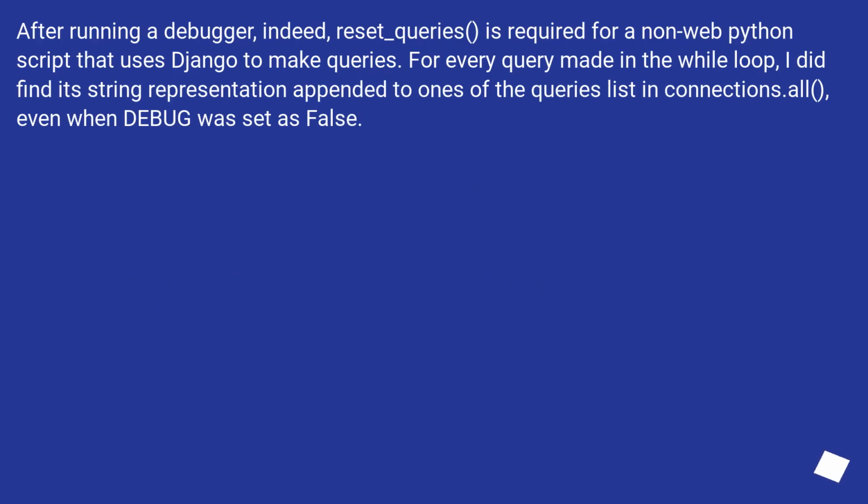After running a debugger, indeed, reset_queries is required for a non-web Python script that uses Django to make queries. For every query made in the while loop, I did find its string representation appended to one of the queries lists in connections.all(), even when DEBUG was set to False.